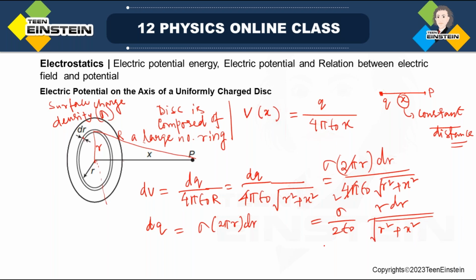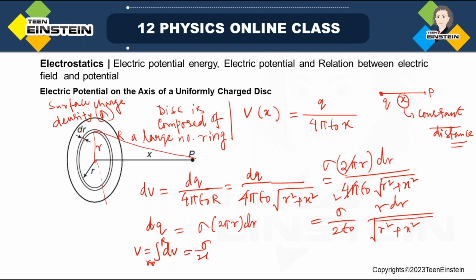You know that day what we had done, we have to integrate this to get the total potential due to the whole disk. So this integration will go, the small r will go from 0 to capital R. This integration we had to do, and see what the integration is here.